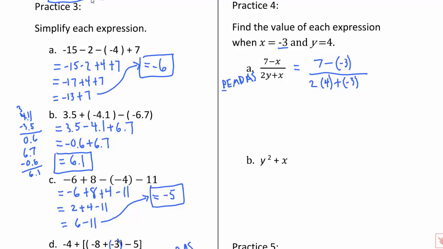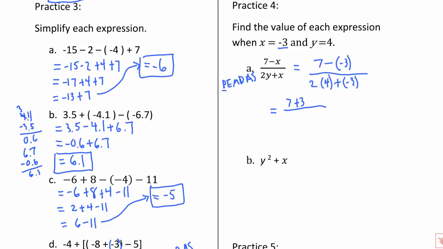So this is what you see. This is what we mean. Okay, so it's very important for you to understand that when you do this, you need to evaluate the numerator, evaluate the denominator, and then do the division. Okay, so let's look at the numerator. 7 minus -3. Well, minus and negative just means plus, right? So that just means 7 plus 3.